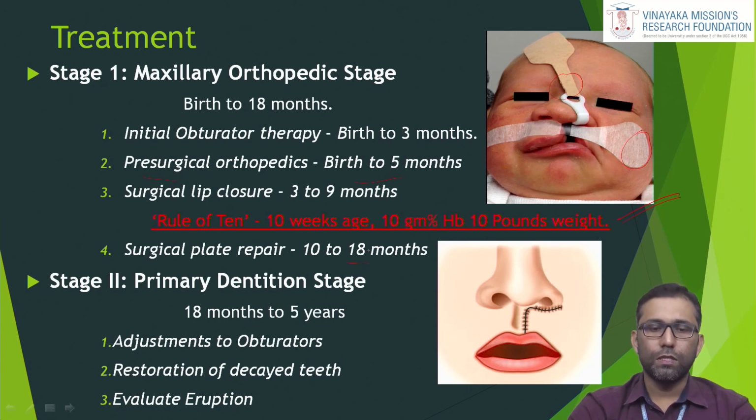Now stage 2 is done during the primary dentition stage, which comes between 18 months and 5 years, where there is a complete primary dentition. During this stage, the treatment is usually taken care of by the pedodontist. There is adjustment of obturators to be done.